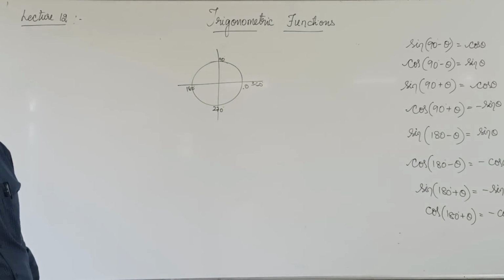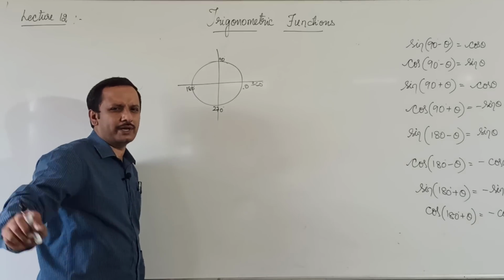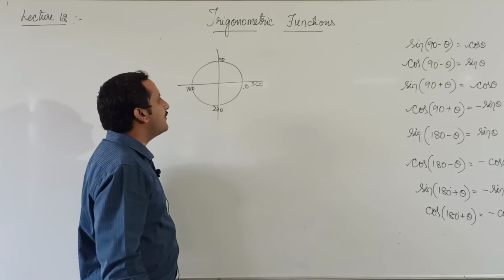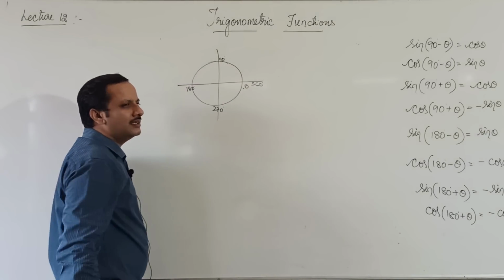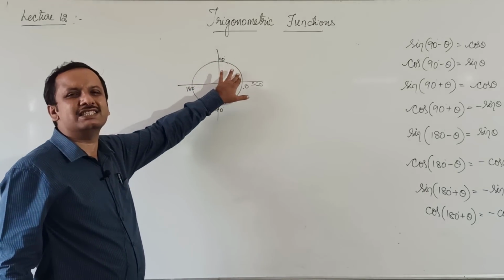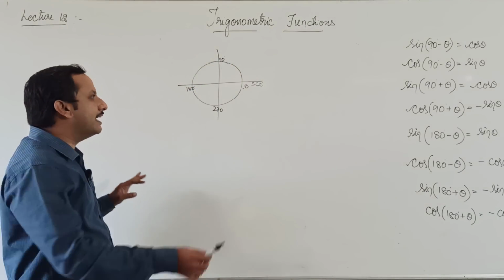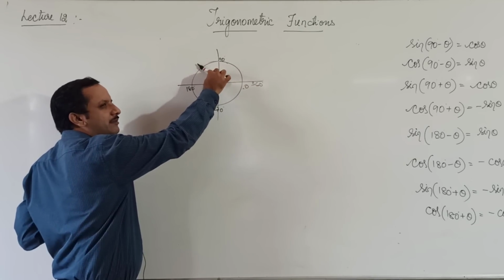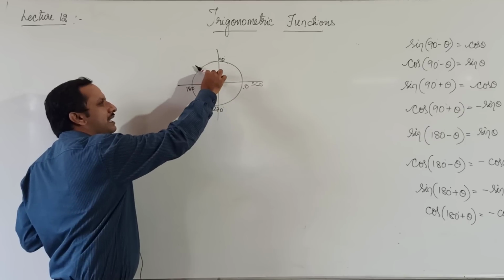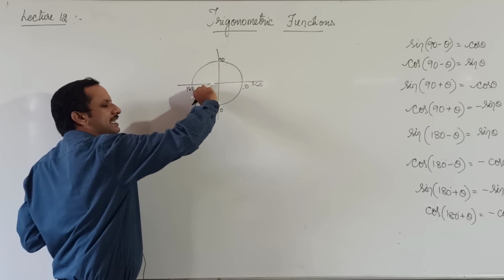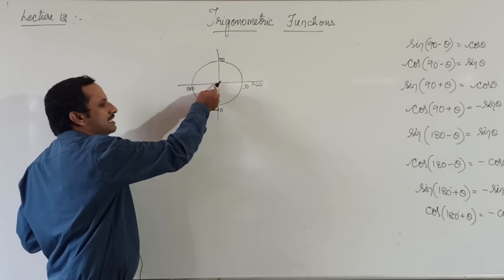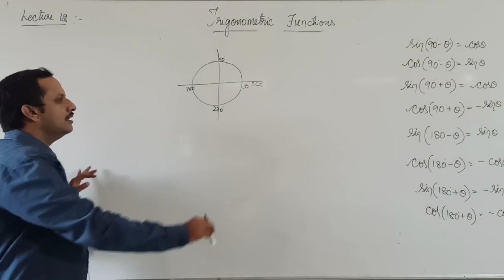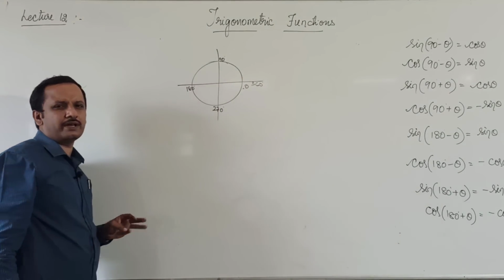So now if I am talking about 90 minus theta, that theta is acute angle. Acute angle means an angle which is between 0 and 90 degree. If I am considering 90 minus theta, that lies in the first quadrant. Okay. And 90 plus theta, this angle is 90 degree, and add theta to it. So 90 plus theta will be in the second quadrant. Then 180 minus theta, second quadrant. 180 plus theta, third quadrant. 270 minus theta is third quadrant. 270 plus theta is fourth quadrant. 360 minus theta, fourth quadrant.